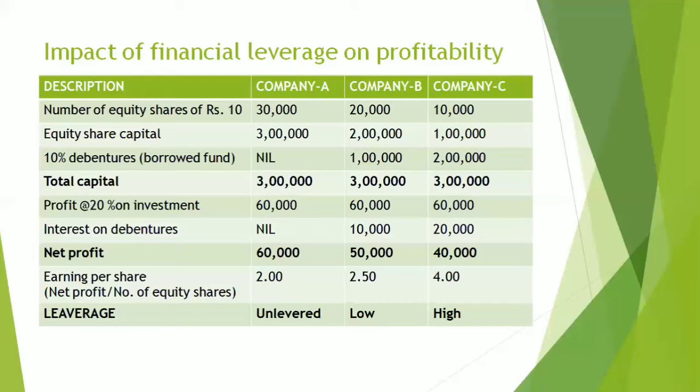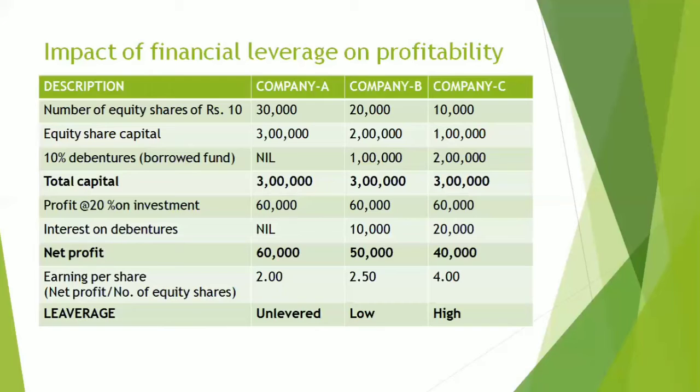In case of company A, interest is nil, so its net profit is 60,000. In case of B, 60,000 minus 10,000 interest, so 50,000 would be the net profit. And in case of company C, 60,000 minus 20,000, so 40,000 would be the net profit. So this is the net profit. You can see company A has the highest net profit, company C has the lowest net profit.